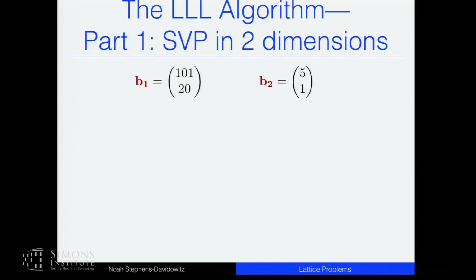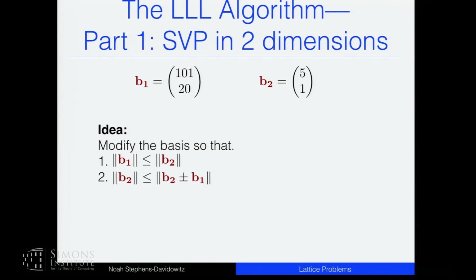So to understand the LLL algorithm, I think the best thing to do is to think about SVP first in just 2 dimensions. Daniele mentioned that in 2 dimensions, SVP is easy. He didn't show you an algorithm. I will. It's not so hard. It's actually quite beautiful. And the idea of this algorithm, well, you have 2 basis vectors, B1 and B2.